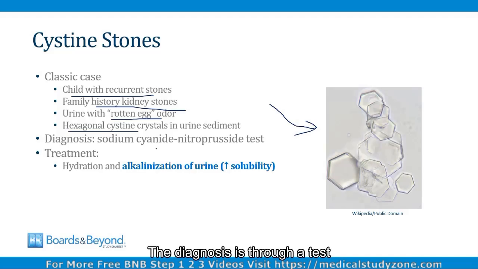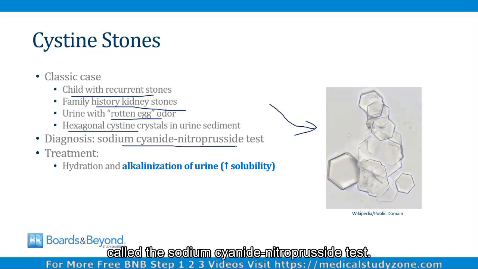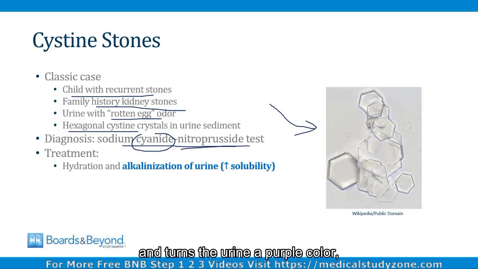The diagnosis is through a test called the sodium cyanide nitroprusside test. The way this test works is the cyanide converts cystine into cysteine, and cysteine binds to nitroprusside and turns the urine a purple color, and that's a positive test.